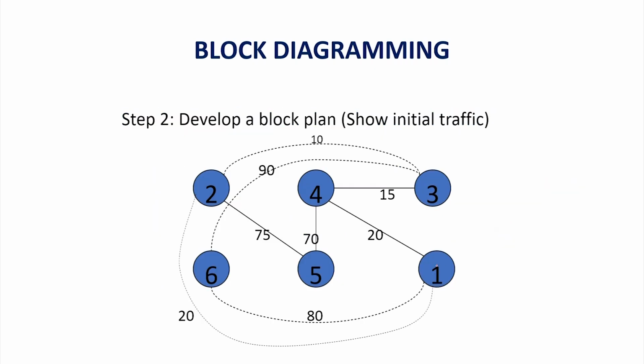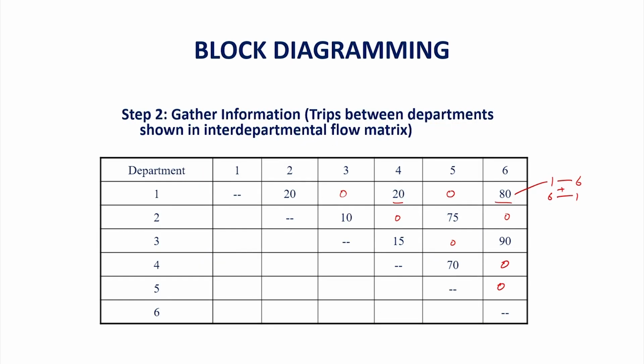Now, we will convert this information into an arrow diagram. These blue ones are the 6 departments, and with the help of the dotted line we are showing the flow between 2 and 3, 10 trips, 2 and 3, 3 and 2. Similarly, 3 and 6 there are 90 trips, just as we have seen. Between 1 and 2 there are 20 trips, between 1 and 6 there are 80 trips and so on. So, this is the information of the previous diagram. This table, a flow matrix, has been converted into a block diagram.